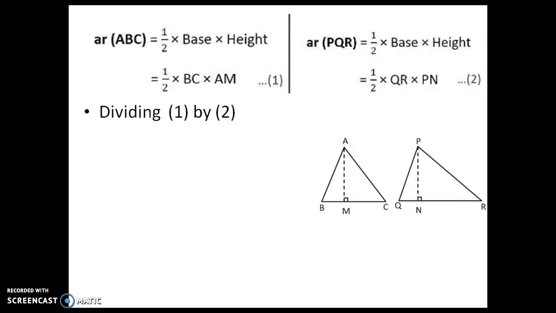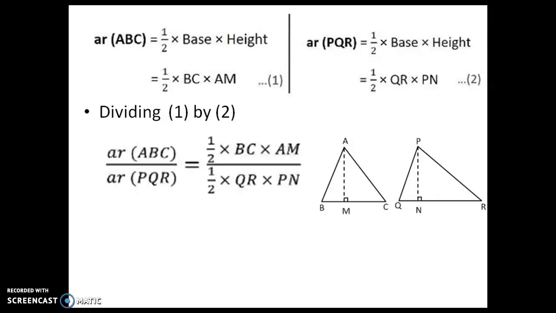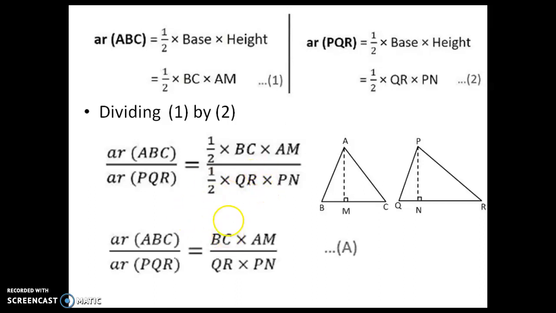So we are dividing one by the other. Why are we dividing? Because we want the ratio, and ratio means first triangle area divided by second triangle area. So area of ABC divided by area of PQR equals half into BC into AM divided by half into QR into PN. The half will get cancelled, so we are left with BC into AM divided by QR into PN. This is the first equation that we are getting, which I have named A.